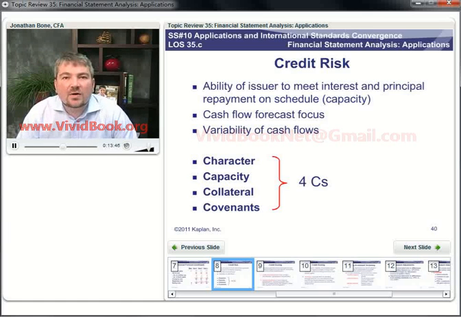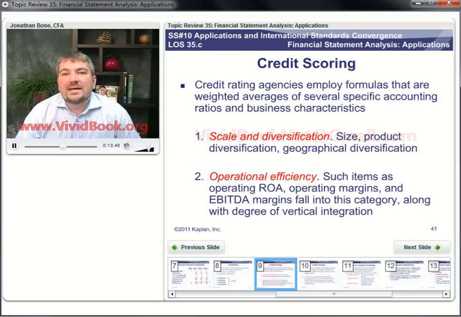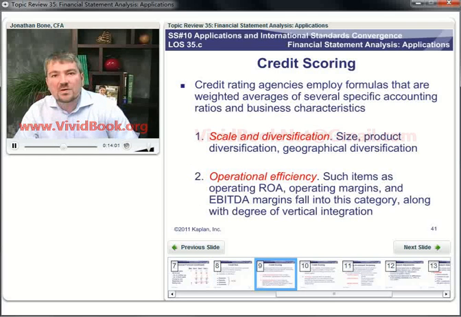So let's have a look at our credit scoring. Our credit rating agencies do use formulas that are weighted averages of particular accounting ratios and business characteristics. The first thing they'll look at is the scale, which is the size and the diversification of the company. What they're particularly looking at here is the impact on earnings volatility.